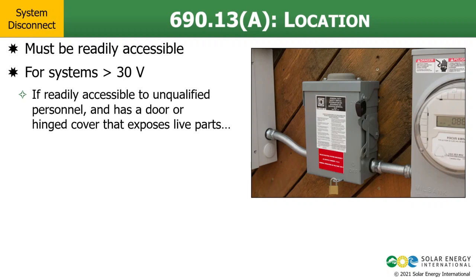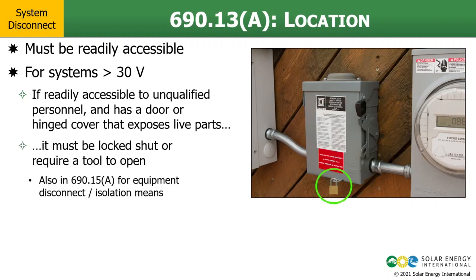if it is readily accessible, which we already identified that it must be, and it has a door or a hinged cover that exposes live parts, it must be locked shut or require a tool to open. Here we show an example where we put a little padlock on the little tab that prevents that cover from being opened. I had a really good experience using padlock devices, which are the little plastic locks that utilities use to lock the meter can.